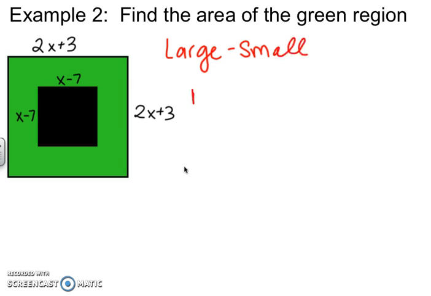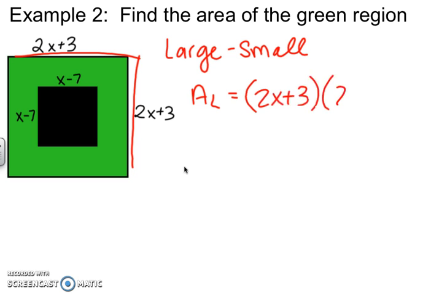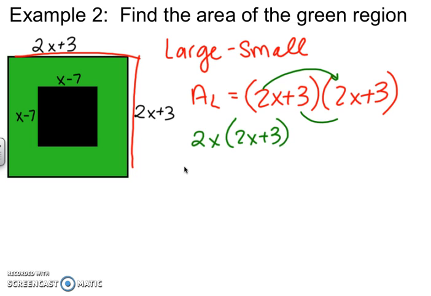Okay, so first off, the area of the large, okay? The area of the large is your length times your width. So again, you got to set those up with parentheses. 2x plus 3, 2x plus 3. And we're going to multiply those, okay? So let me go ahead and do that. Let me do this one kind of the long way of showing my work. You're going to do 2x times everything on the right. You would do 3 times everything on that right side.